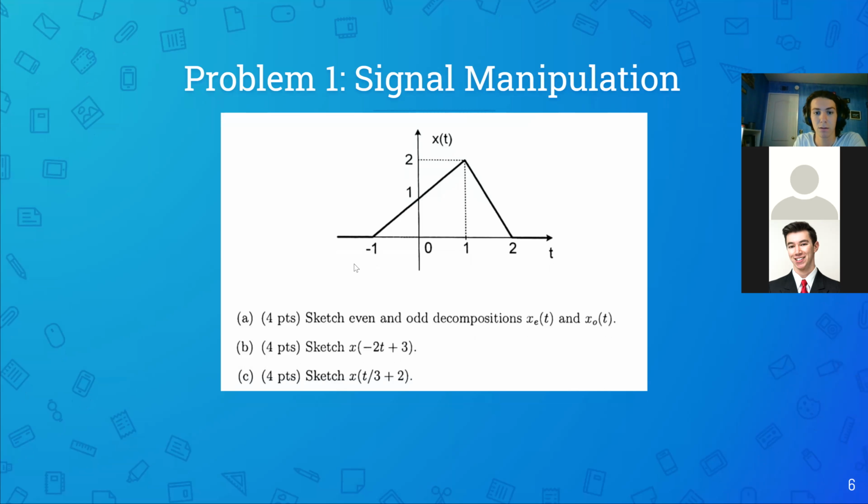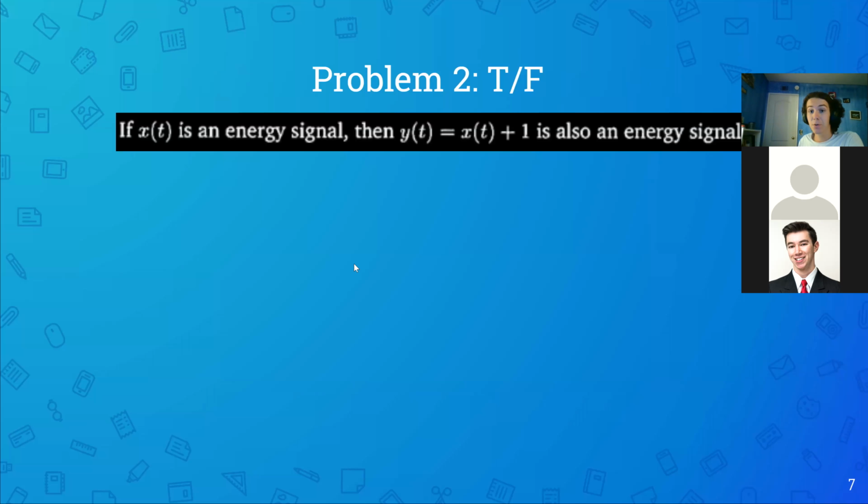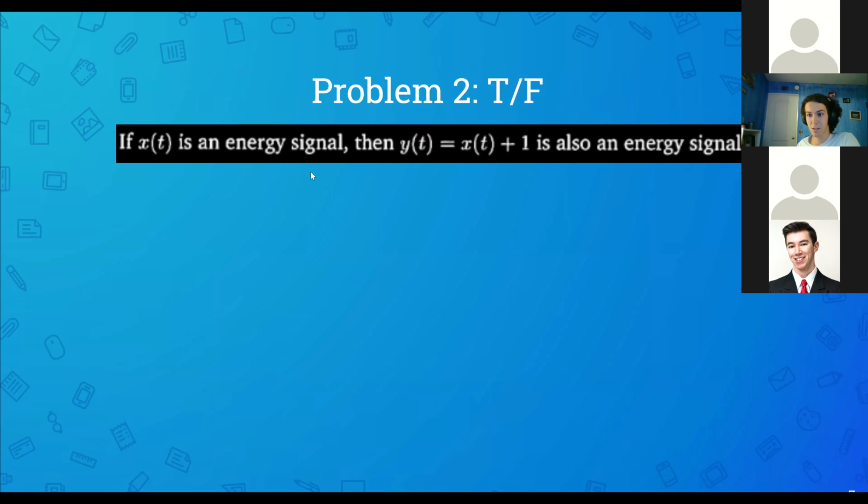Cool. Great. All right. Problem 2, quick true or false question. If x of t is an energy signal, then y of t equal to x of t plus 1 is also an energy signal. Who wants to be a brave person and answer this one? I'd say it's also an energy signal. So you'd say true. Yeah. Okay. True? All right, I'm getting a lot of trues.